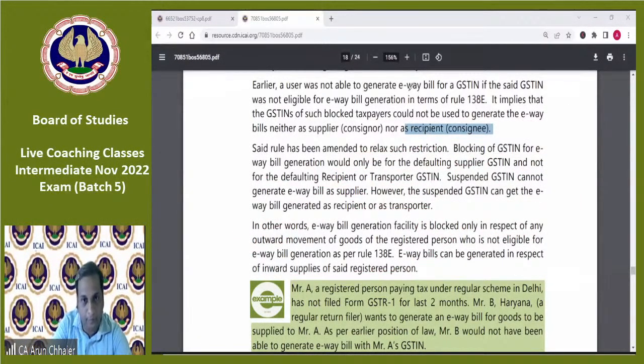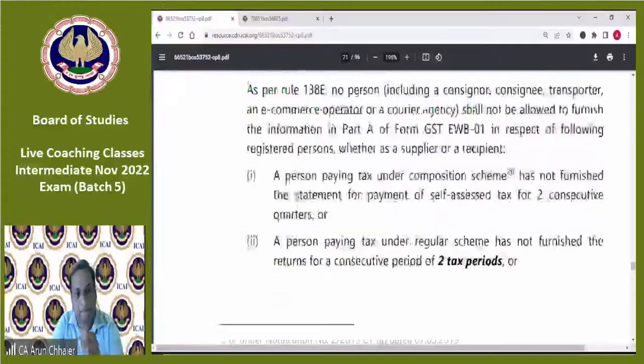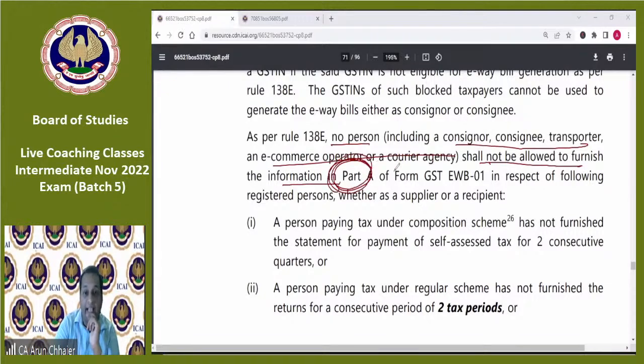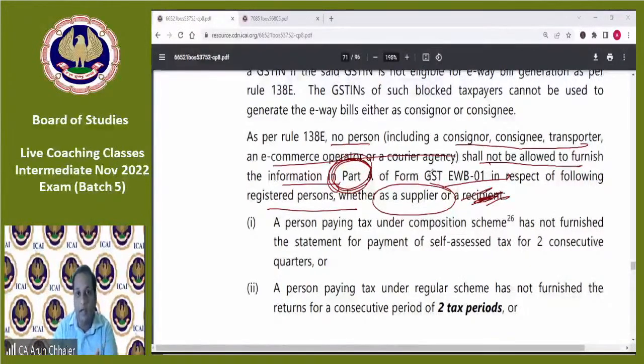What are the defaults? As per Rule 138E, no person including consignor, consignee, transporter, or e-commerce operator shall be allowed to furnish the information in Part A of EWB 01 in respect of the following registered persons. Now I can say you can delete this; it is now to be understood after considering the amendment, whether acting as a supplier.